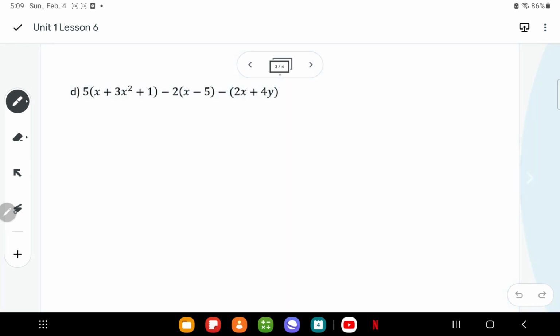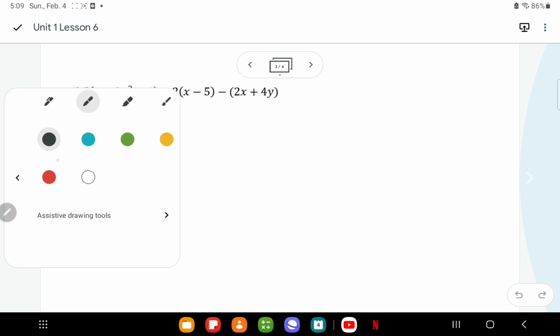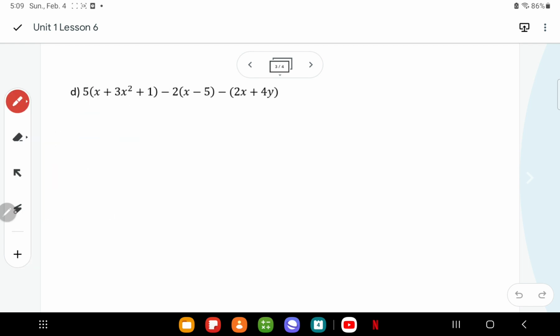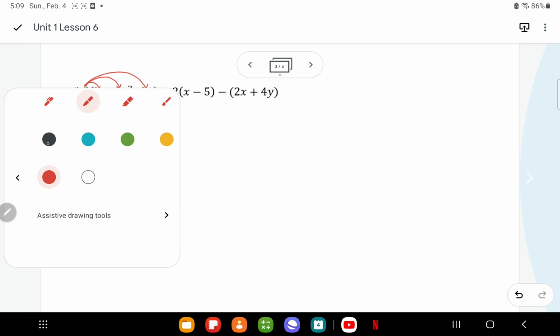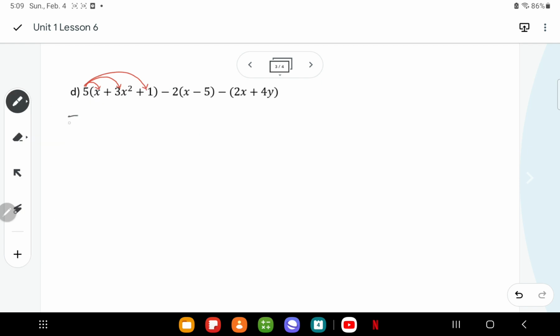Next example, this one is the same process, just a little bit bigger. So we're going to take this 5 and it multiplies to everything in these brackets, in the first bracket. Once we get to the closing bracket, that 5 is done its job. We don't keep multiplying past the end of the bracket. So 5 times x, 5x. 5 times 3x squared is plus 15x squared, and the 5 times the 1 is plus 5.